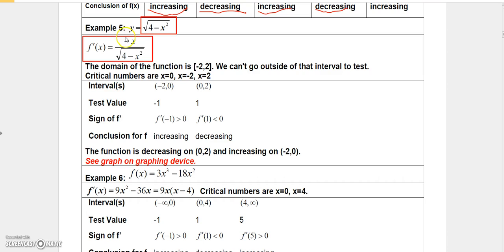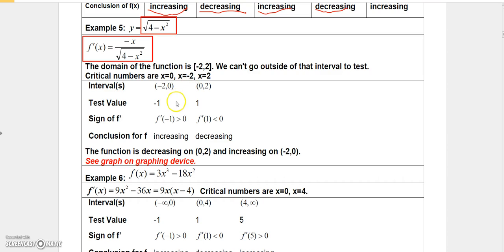Well, this derivative would be 0 when x is 0. So 0 is a critical number. But it would also be undefined when x is -2 or 2. Now notice that -2 or 2 is in the domain, because if you plug -2 or 2 in here, you get the square root of 0, which is certainly a valid number. So that's in the domain.